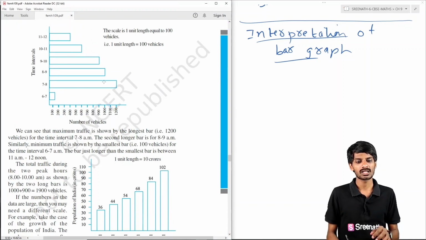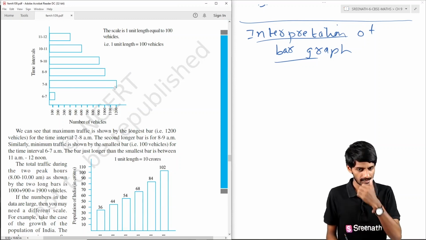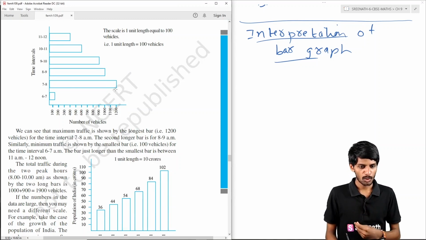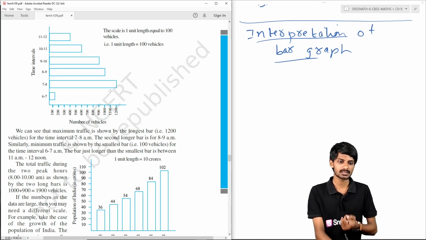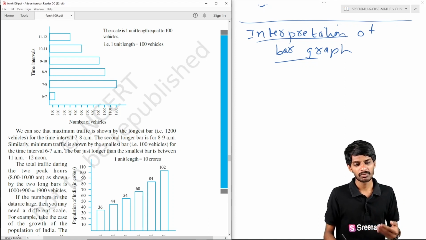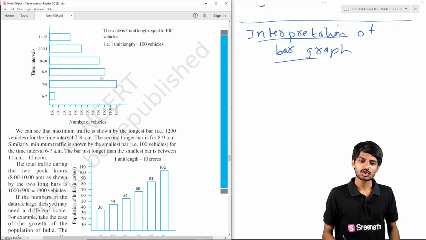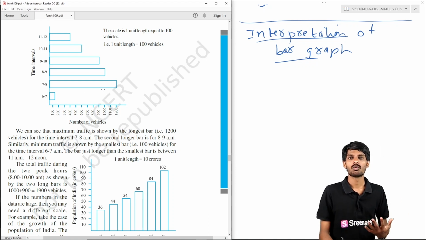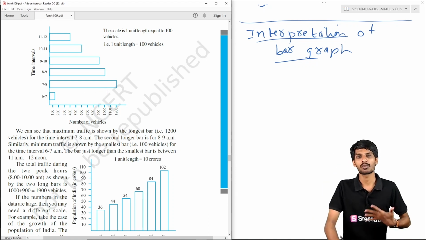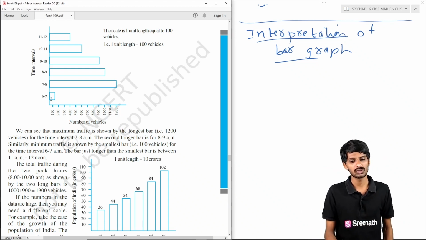From the bar graph, you can simply say this bar is the longest bar. It has the longest length, almost 12 units, which means 1200 vehicles are moving. In which time? In 7 to 8 a.m. So by simply seeing this picture, we can know in which time the maximum number of vehicles are going. This is the longest bar and this is the shortest bar. In this time fewer vehicles are moving, that is 6 to 7.